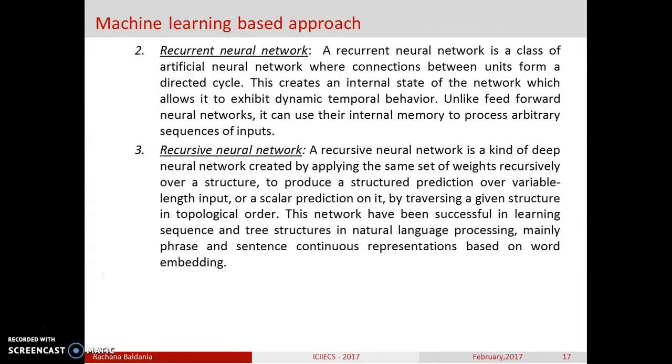Third is recursive neural network. A recursive neural network is a kind of deep neural network created by applying the same set of weights recursively over a structure to produce a structured prediction over variable-length input, or a scalar prediction by traversing a given structure in topological order. This network has been successful in learning sequence and tree structures in natural language processing, mainly phrases and sentences continuously represented based on word embedding.